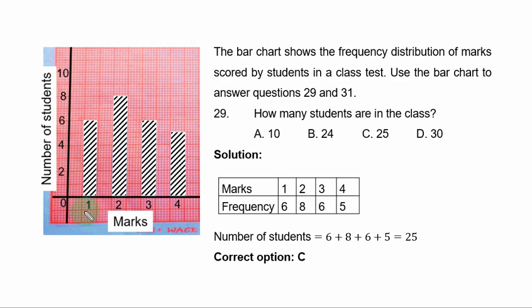Those that score 1 mark, they are 6. Those that score 2 marks, they are 8. Those that score 3 marks, they are 6. Those that scored 4 marks, they are 4. Okay, they are 5. So if you add all the frequencies, it gives number of students, and that is 25. C is the correct option.